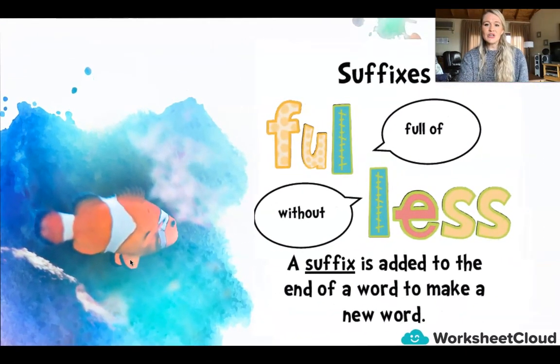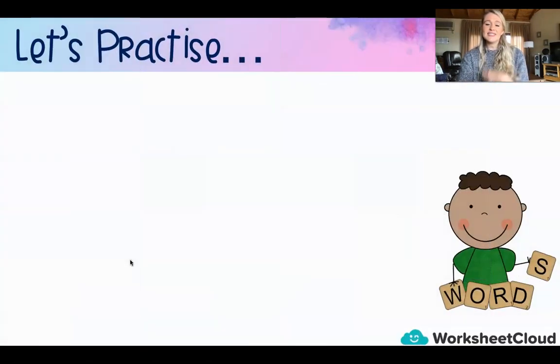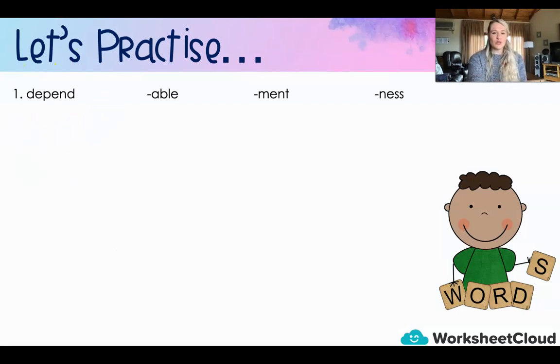Okay, so let's have a look at another practice. So get your piece of paper and your pen or pencil ready. Right, so again, with every word, I'm going to show a word. So the first word is depend. And now you've got three options. Do we say dependable? Do we say dependment? Do we say dependness? So out of these three suffixes, which would be the correct suffix to add to the root word depend? It is dependable.